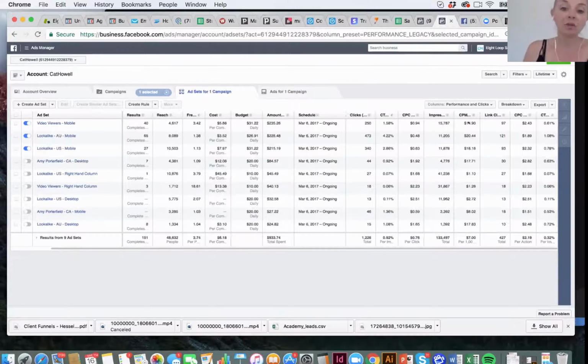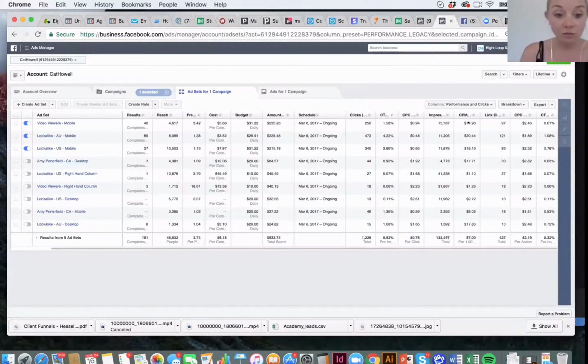Another way is to build social proof on your ads. Get lots of comments, likes, and shares on your ads, and that will improve your CPM. Facebook loves that. It's going to help you in the auction process against your competitors.